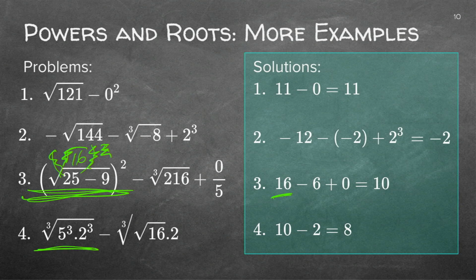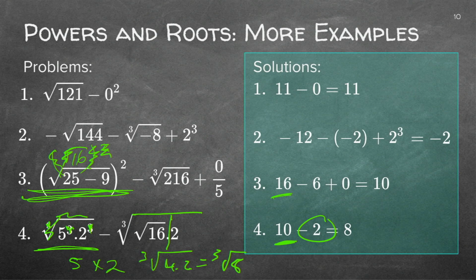Here is another one that I want you to look at. The third root of 5 cubed times 2 cubed. Again, they are the same. You can drop all of that and just use 5 times 2, which is 10. This is also an interesting one. It's the third root of the square root times 2 outside. So this will give you the third root of the square root of 16 is 4 times 2. So it's the third root of 8, which is 2.